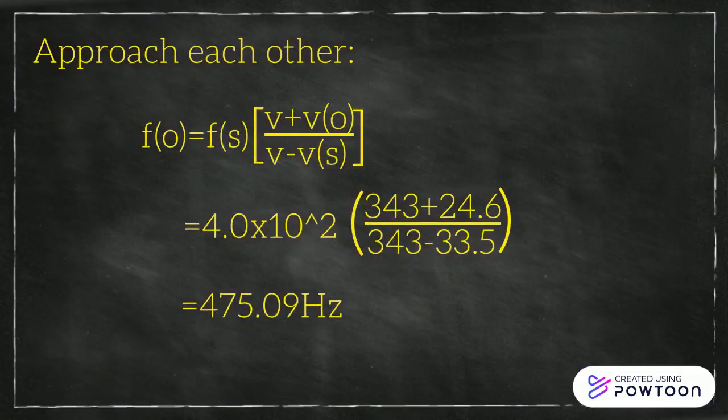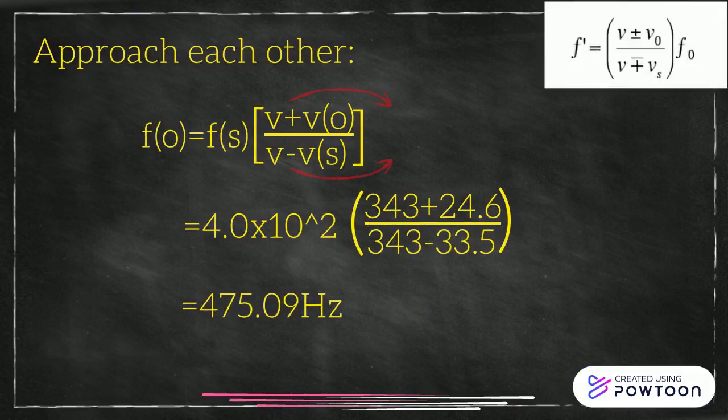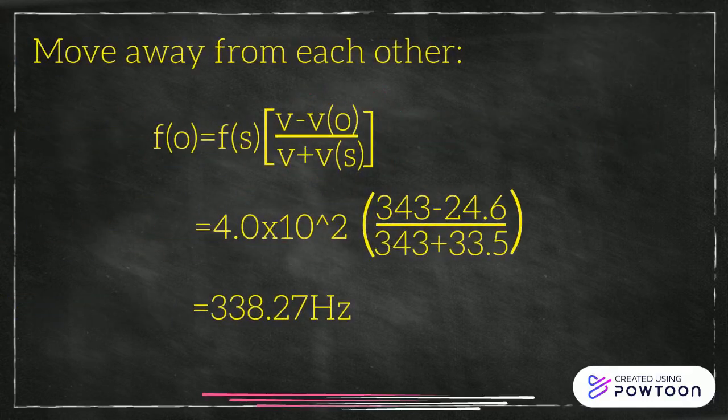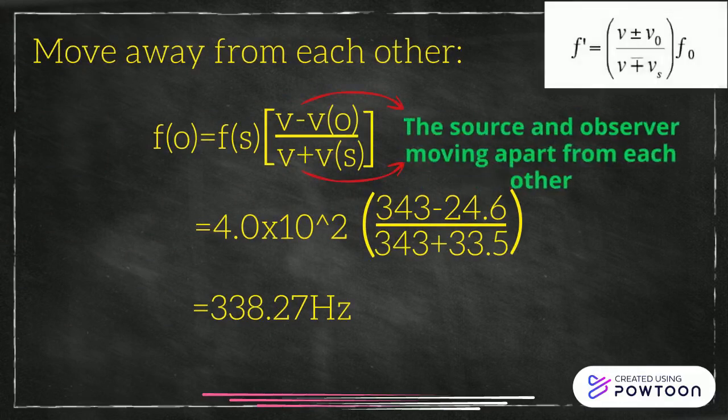For part 1, we're going to calculate when they approach each other. By using the formula, we use the upper sign because the source and observer move toward each other. Next, we calculate when they move away from each other. In this formula, we use the lower signs because the source and observer are moving apart from each other.